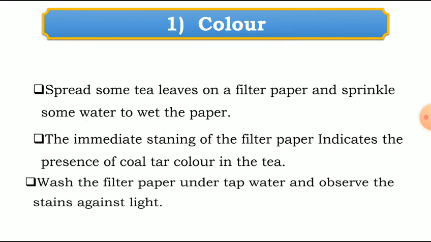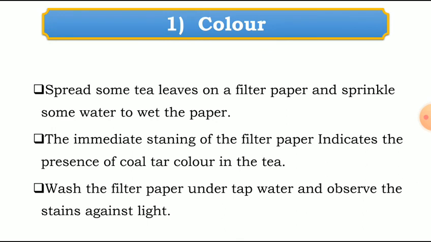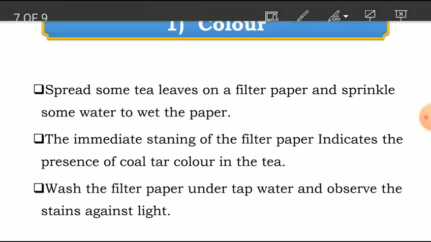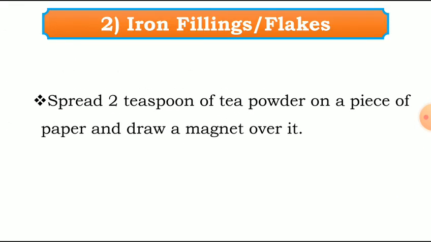Then wash the filter paper under tap water and observe the stains against light. So this is the procedure. Now the second one is iron fillings or flakes. For that, spread 2 teaspoons of tea powder on a piece of paper and draw a magnet over it.